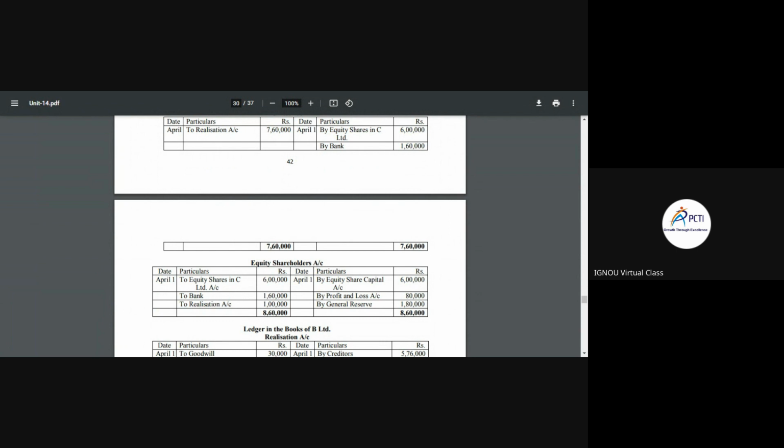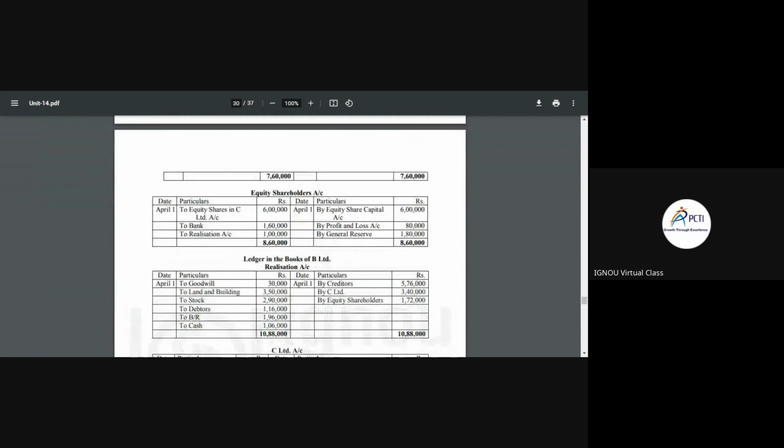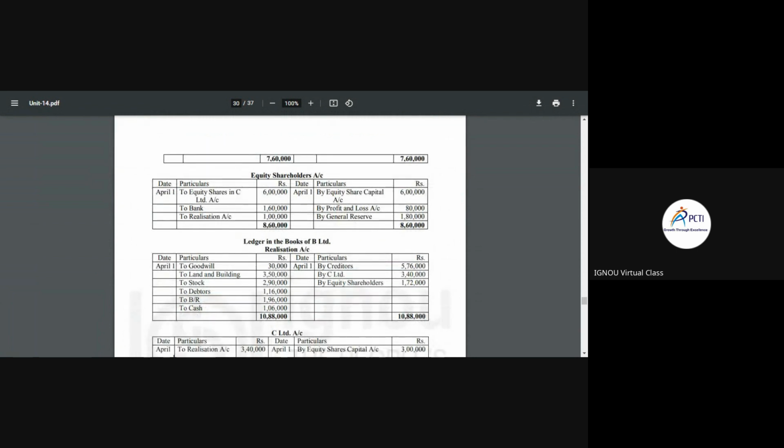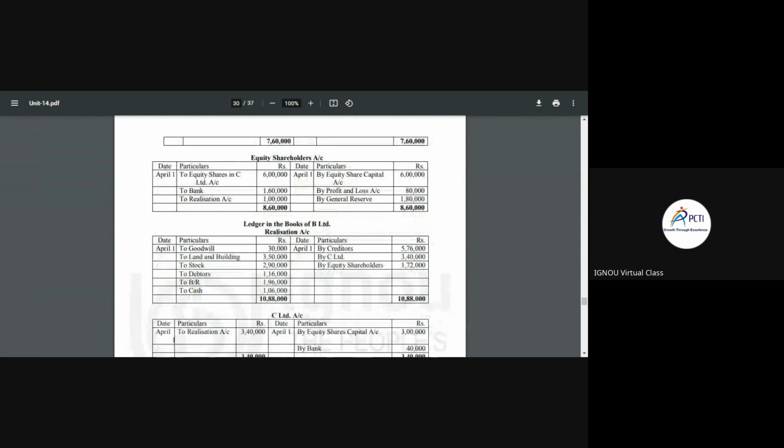Next one is the equity shareholder account. That means we need to make the equity shareholder account. First of all, we take the equity share in C Limited that will be rupees 6 lakh. Then bank account that will be 1 lakh 60,000, which we have already calculated above. Then we have the equity share capital that will also be 6 lakh. Then we have profit and loss account 80,000. Then we have general reserve 1 lakh 80,000. And to realization account, we have rupees 1 lakh. And the total of the amount will be 8 lakh 60,000.